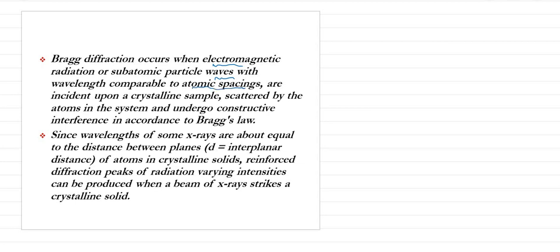This condition we already know. To have diffraction occur, the wavelength must be comparable with the object size. Here, who is the object? Atoms are the object, and their spacing is nearly comparable with the wavelength of the X-ray, and therefore we can say yes, diffraction is possible.